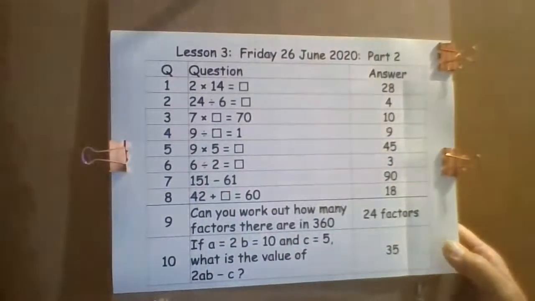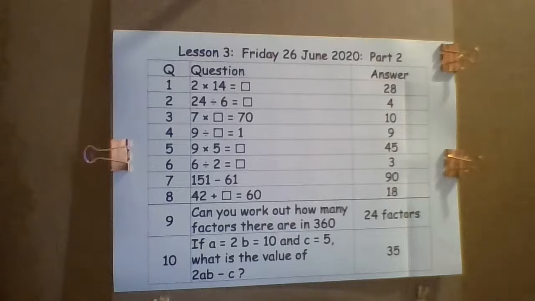Part 2. Question 1 is 28. Question 2 is 4. Question 3 is 10. Question 4 is 9. Question 5 is 45. Question 6, 3. Question 7, 90. Question 8, 18. Oh, question 9. We're going to take a look at that on the board. There were 24 factors in total. And question 10, 35.